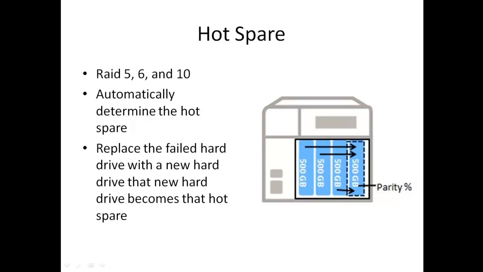In the same scenario, when one of the hard drives in the RAID 5 setup fails, and after your hot spare kicks in, when you replace the failed hard drive with a new hard drive, that new hard drive becomes the hot spare. This significantly reduces the time that the NAS will not be available.